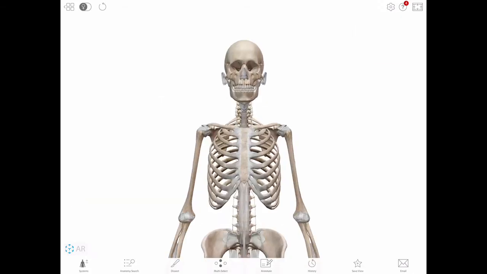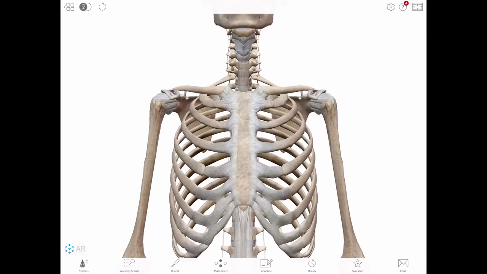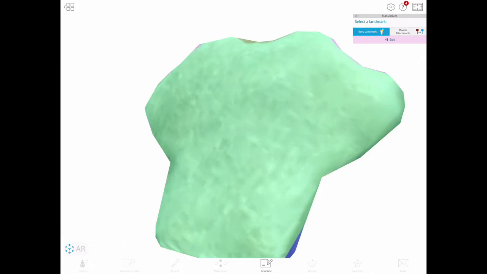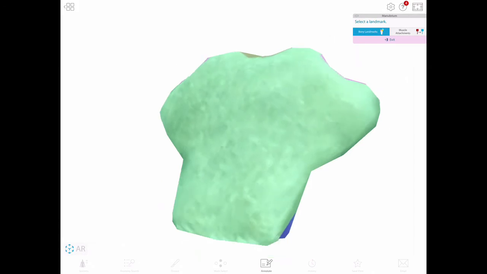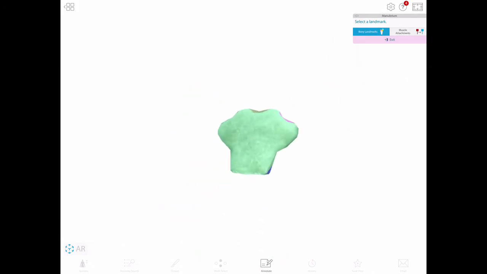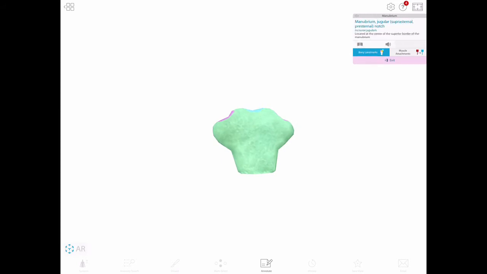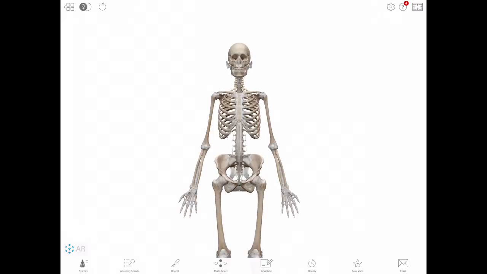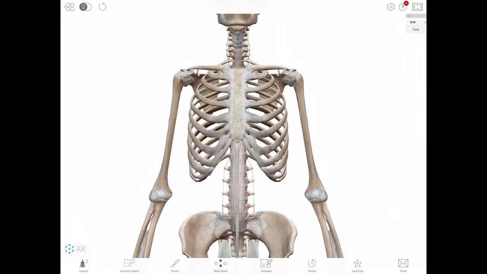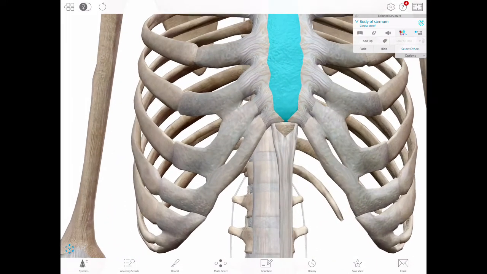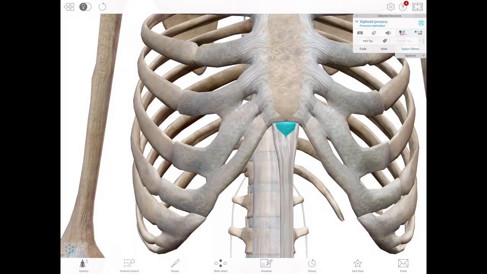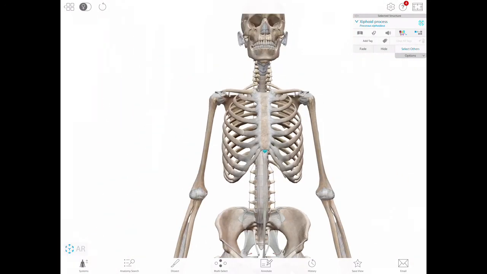Looking closely at the sternum, we have the manubrium. Let's take a look even more closely. So, the jugular notch of the sternum is located right there. And just to clarify, this is the sternum body, and inferior to that, you've got the xiphoid process.